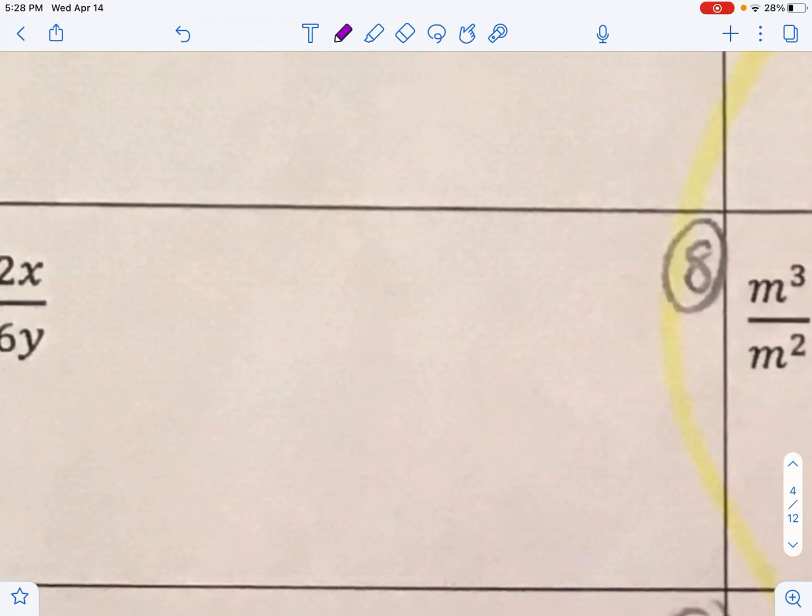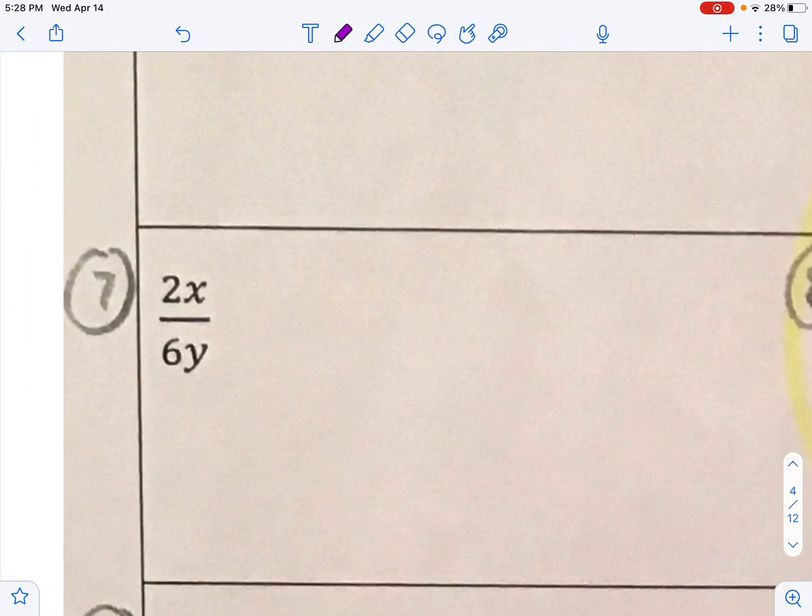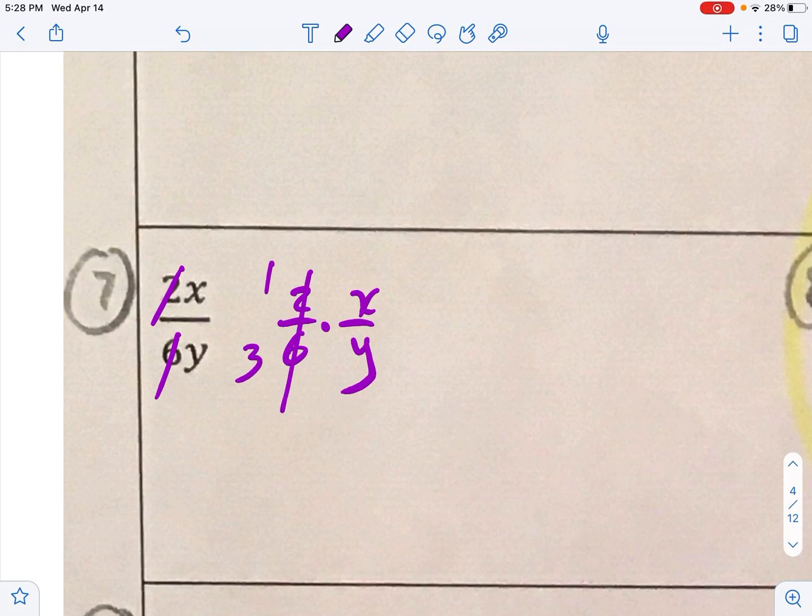Let's go ahead and look at, we'll just do number 7 for now. 2x over 6y. I'm wondering, can I cancel the 2 and the 6? Yeah, I can, right? I mean, isn't this the same as 2/6 times x over y? So why can't I cancel this to 1 over 3? So we would have x over 3y.